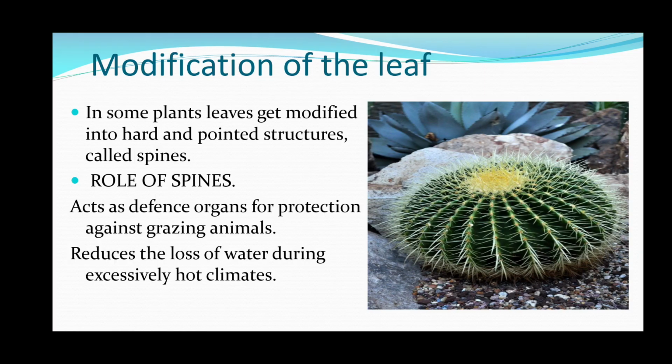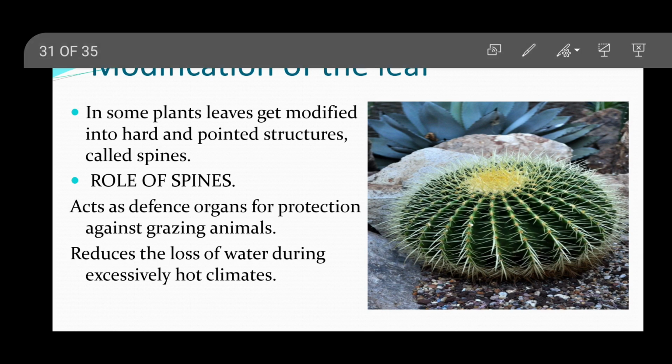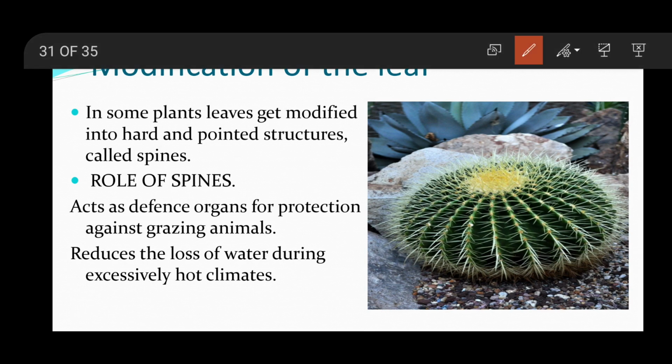Next is modification of leaf. Dear students, as you know, the main function of the leaf is to prepare food for the plant. But in some plants, these leaves get modified to perform certain special functions. So here in this plant, cactus, the leaves are modified into a hard pointed structure called the spine, and these spines play an important role.